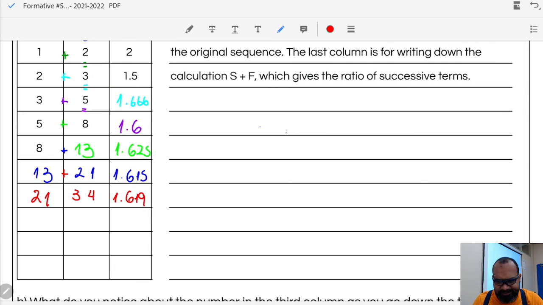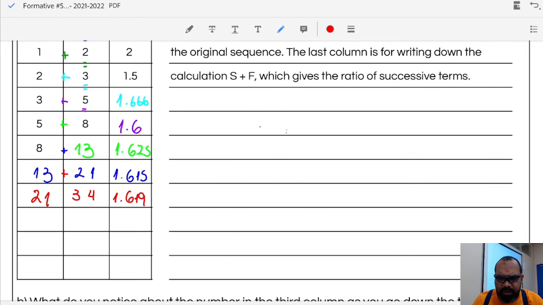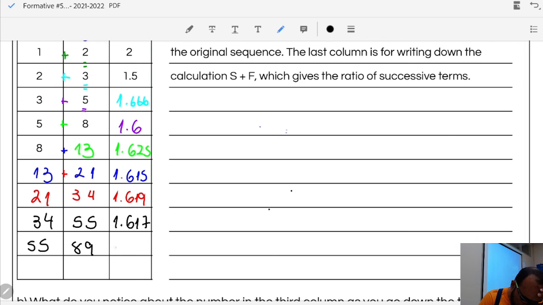There's a pattern over here. You got it. Let me go ahead: 34 plus 21 is 55. Guys, right now just write in black, okay? I think you got the idea. 55 and 34 here. 55 divided by 34 is 1.617. Next, 55 plus 34 is 89, and here is 55. Let's divide by 55: 1.618.